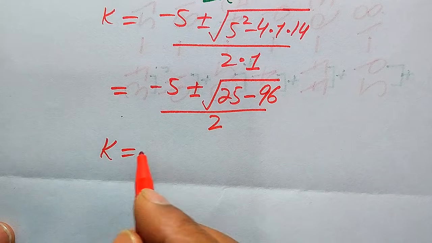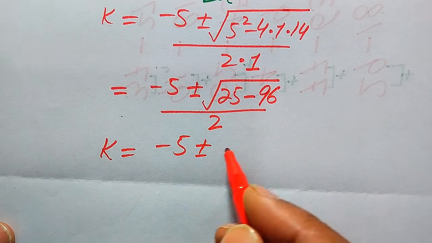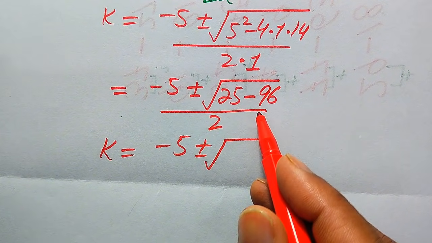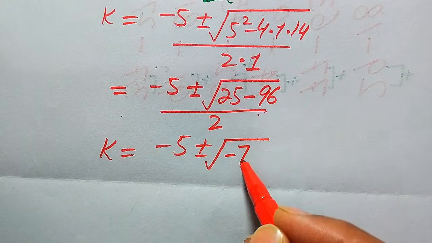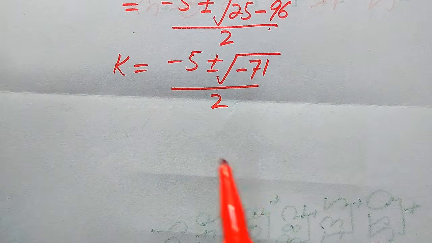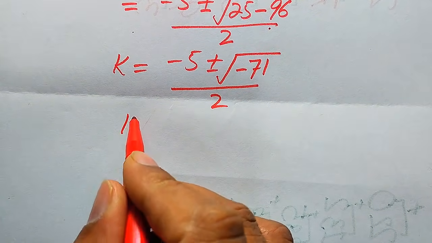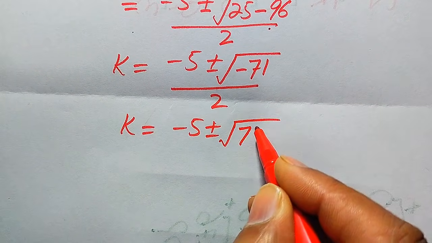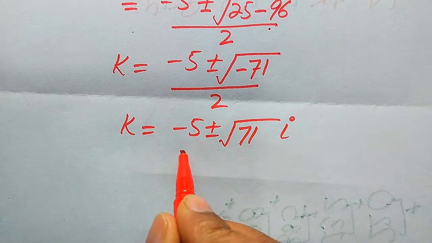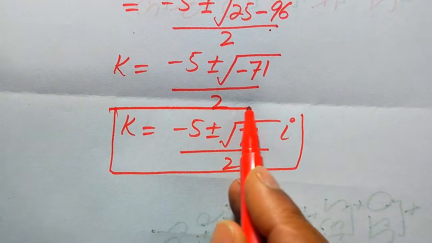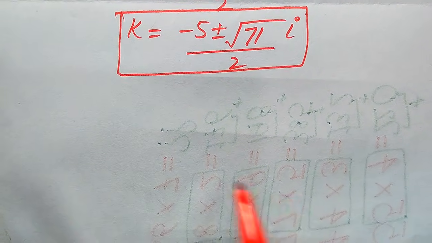And now in the next step we have k equals minus 5 plus minus square root of 25 minus 56 equals minus 31, divided by 2. Here you can see that a negative sign appears inside the square root, so it will become iota, and we get minus 5 plus minus square root of 31 times iota, divided by 2. These are the other two complex roots of the given equation, and now we need to solve our equation number 2.